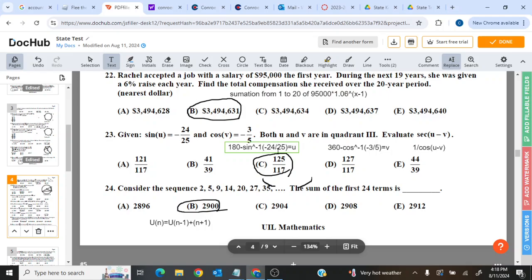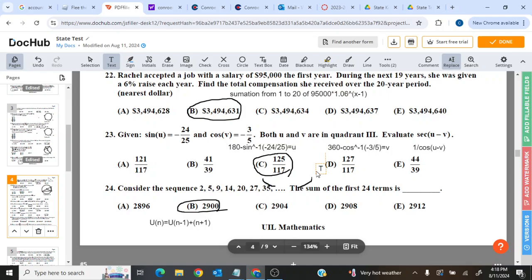And then you can do 360 minus cosine negative 1 of negative 3 over 5, because cosine negative 1 will get you in quadrant 2. So basically you've gone all the way over here, but you need to go all the way over here, like the method I'm showing you. So you need to go in the other direction starting at 360. And if you do that, you'll get a value of v.